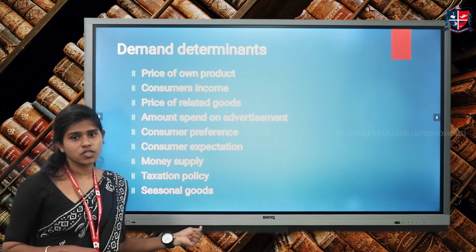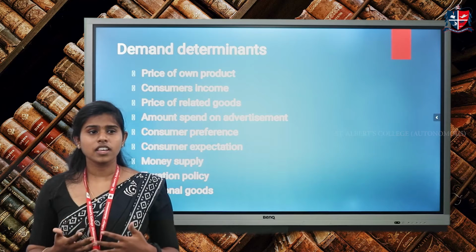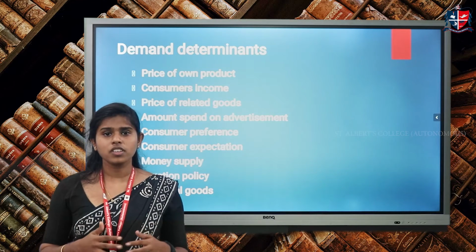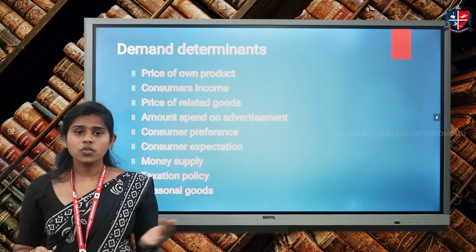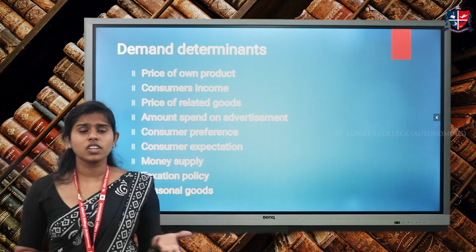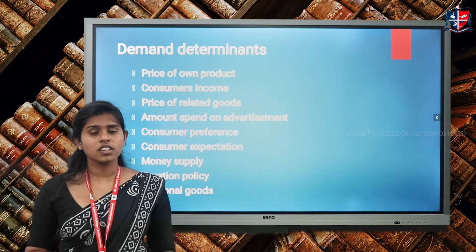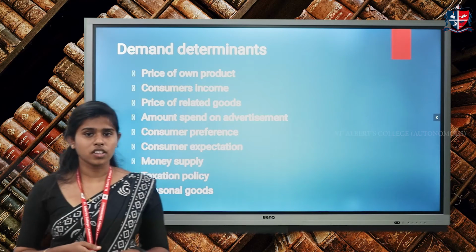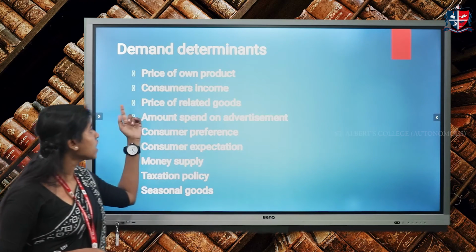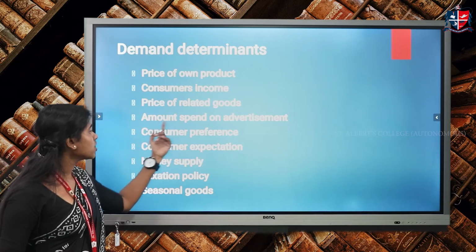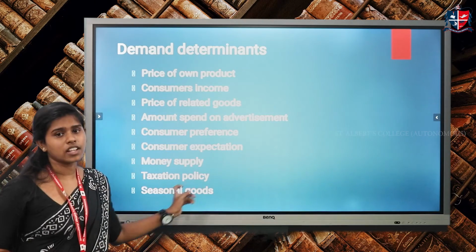And next is the seasonal goods. Some goods like umbrellas, ice creams and sweaters are seasonal goods, and we don't require these goods throughout the year. Especially umbrellas, we use them in the rainy season, in June and July. So whenever the season demands the product, the demand for the product will increase. So these are the various demand determinants: the price of the product, consumer's income, price of related goods, amount spent on advertisement, consumer preference, consumer expectation, money supply, taxation policy, and seasonal goods.